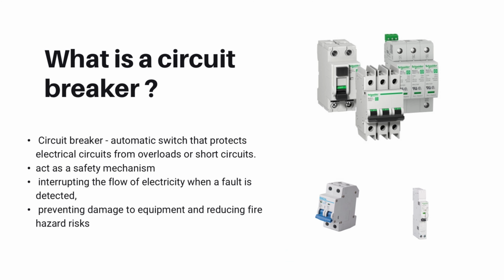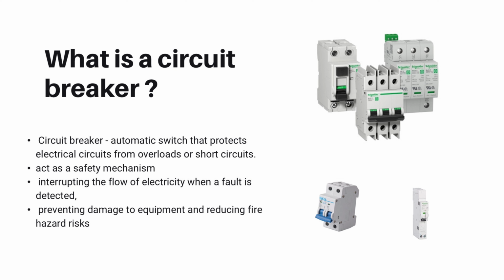So, what is a circuit breaker? First things first, what exactly is a circuit breaker? In simple terms, a circuit breaker is an automatic switch that protects electrical circuits from overloads or short circuits. They act as a safety mechanism, interrupting the flow of electricity when a fault is detected, preventing damage to equipment and reducing fire hazard risks.